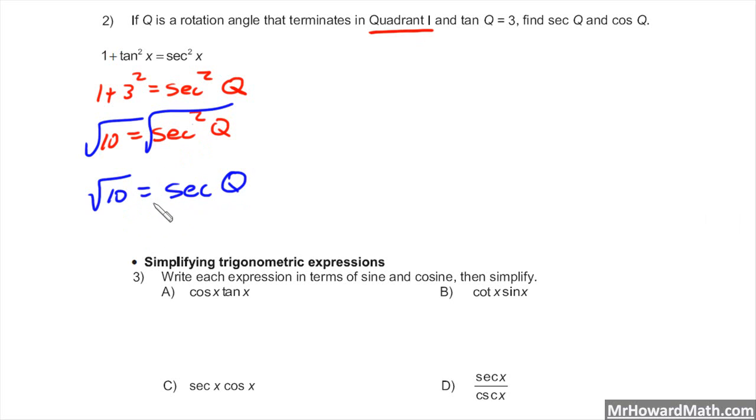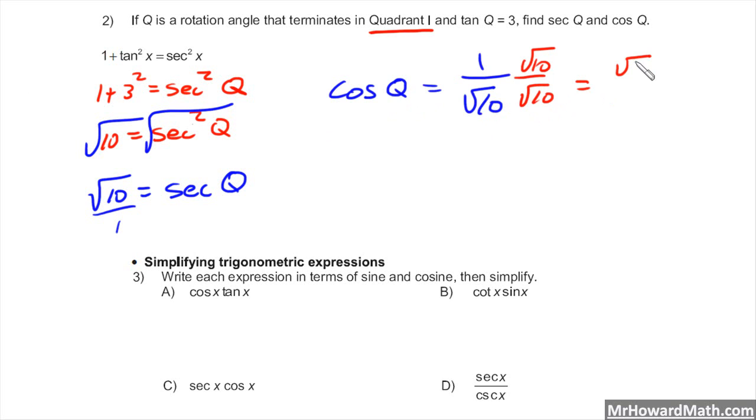So if secant Q is the square root of 10, then cosine Q would be the reciprocal of that. Realize this is over 1. So cosine of Q, we just take the reciprocal, is 1 over square root of 10. We should rationalize this denominator, so we'll multiply by square root of 10 over square root of 10, and this gives us square root of 10 over 10 for cosine of Q. So those are our two answers, square root of 10 and square root of 10 over 10.